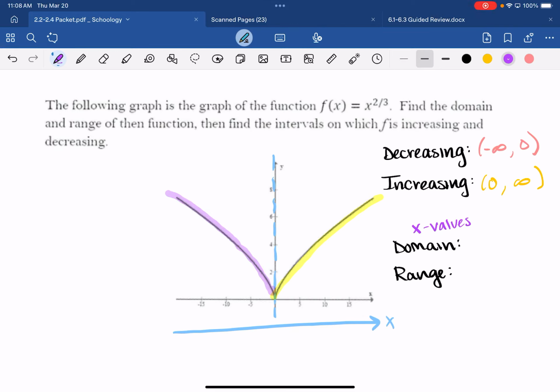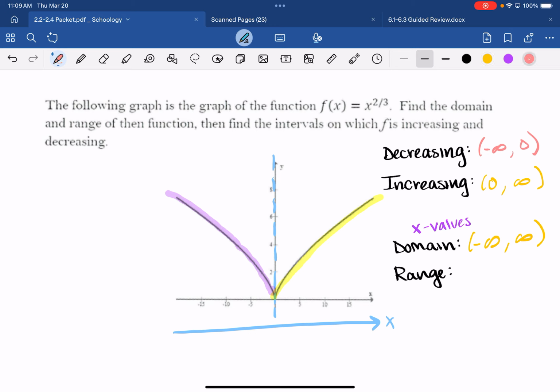This is talking about my x values. Now, what possible x values do I have for this whole graph? Is there a break at all? This is technically going on forever in this direction. This is going on forever in that direction. So my domain is technically all real numbers, negative infinity to infinity. I'm using up all the x's because we're going in both directions.